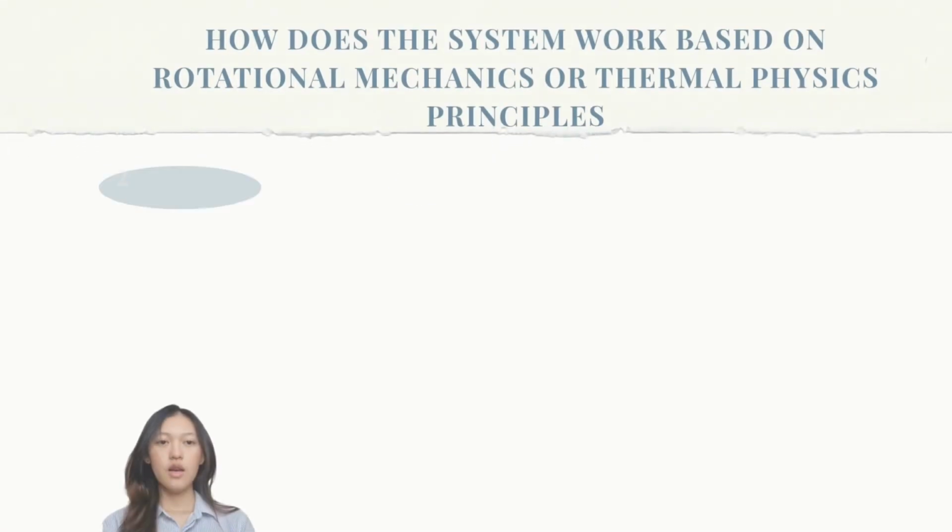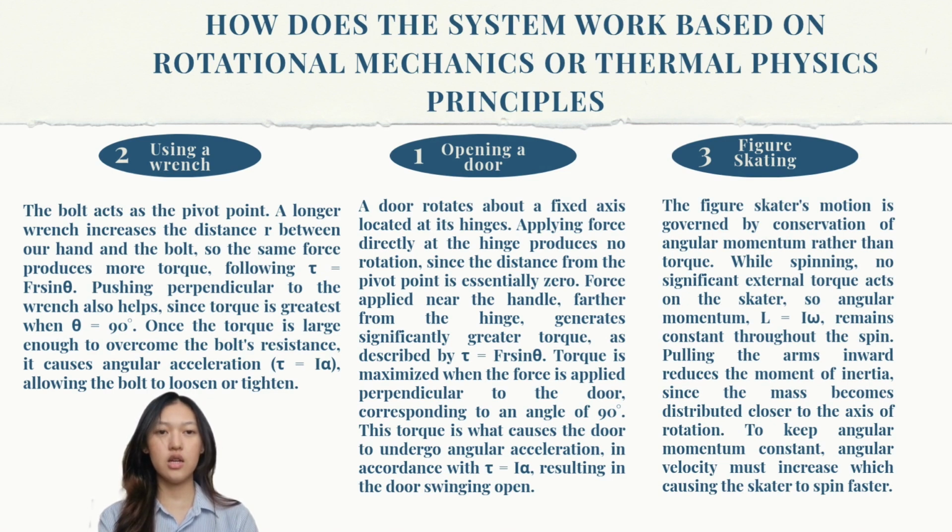Thank you. My name is Josephine Isabel Milicia Anujan Bosco, and I will continue on how the system works based on rotational mechanics or thermophysics principles. The first example is opening a door. A door rotates about a fixed point located at its hinges. If we push right at the hinge, nothing happens because the hinge produces no rotation. But if we push near the handle, which is far from the hinge, it swings open easily.